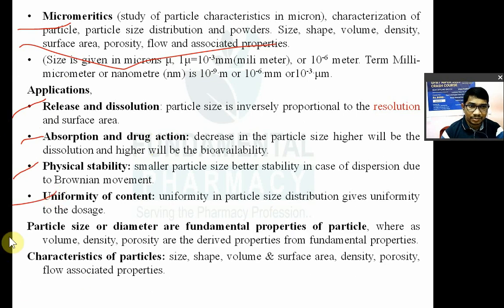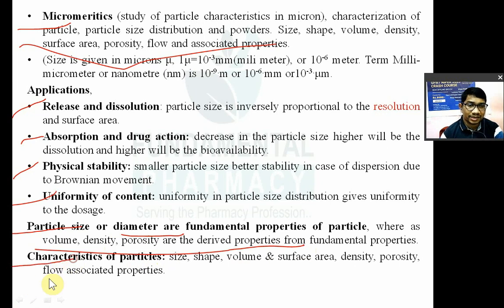Particle size and particle size distribution and diameter are known as the fundamental properties of powder. Other properties are based upon particle size and particle size distribution and diameter; they are the derived properties. What are they? Volume, density, porosity are the derived properties of powder. Questions have already come on this.